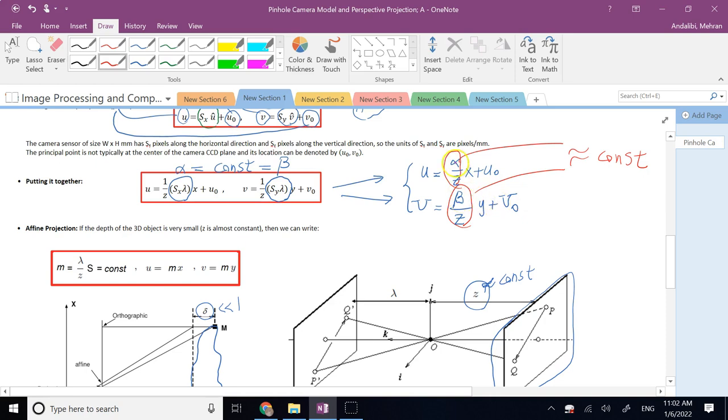Now, if these alpha and beta are both the same constant, in other words, Sx and Sy are the same number, then both of these constants can be considered a simple constant like m. And so your u is going to be m times x, v is going to be m times y. And of course, you can add your u naught and your v naught to them. Still, this is a linear mapping, or a linear projection.